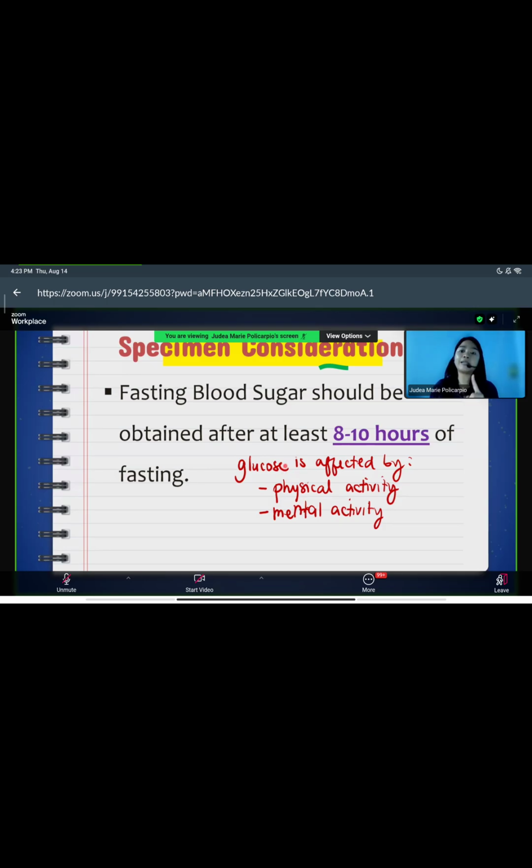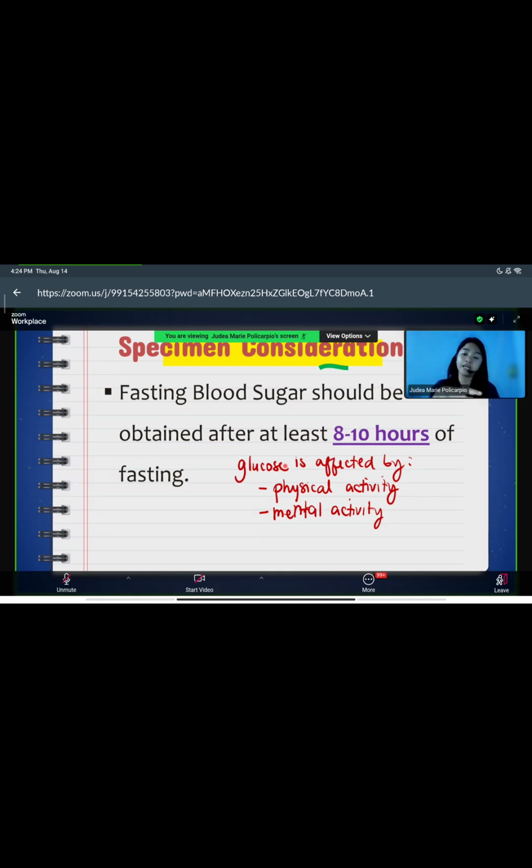Kaya pansinin nyo, kapag masyadong mataas, masyadong mababa ang glucose, ano agad yung una mong nararanasan? Nahihilo ka. Affected agad yung brain natin eh. Pag sobrang taas, sobrang baba ng glucose natin. And be careful kasi ang signs and symptoms ng mataas at mababang glucose ay parehas. Okay, parehas nahihilo, parehas binabertigo, parehas hinihimatay.